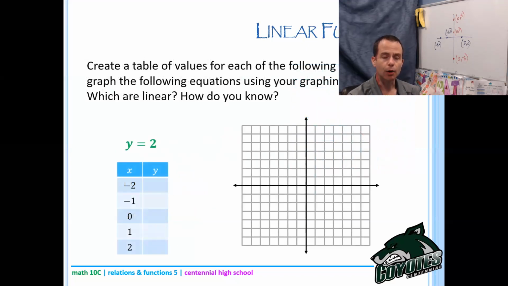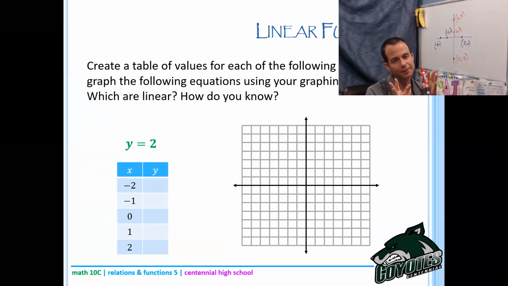Now, the next little section here is we're going to create a table of values for each of the following equations. Then graph the following equations in your graphing calculator, which are linear, and how do you know? Well, we're just going to draw the graphs by hand. Now, anytime you create a table of values, you just decide what values for x you want your input to be. So that part is a little bit random. I've given it to you. I've just said let's go from -2 to 2. You choose what your inputs are, and then you plug it into your equation and get out your outputs.